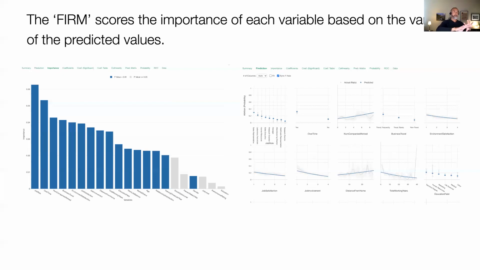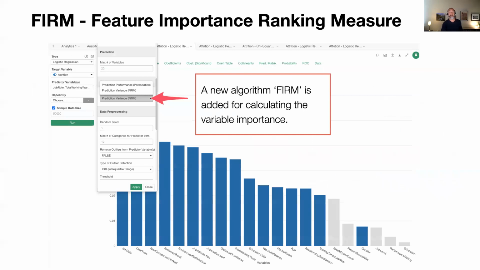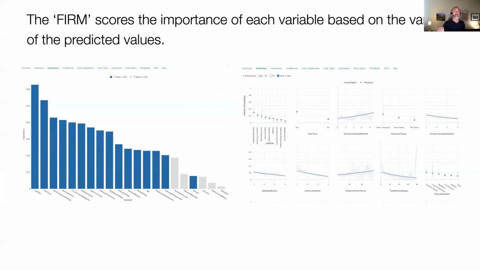So this algorithm, called FIRM, or feature importance ranking measure, is really based on the variance of the predicted values from each predictor. The bigger the variance, the more it has to say about the change in the target variable. Therefore, it becomes a higher importance under the importance tab. So these two tabs become more consistent with each other.